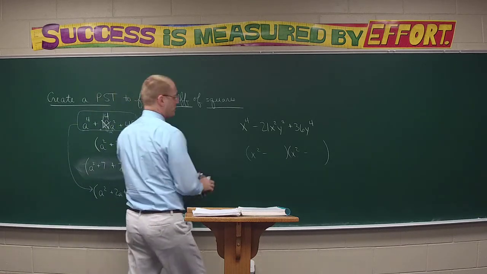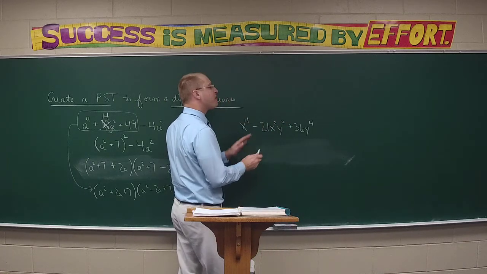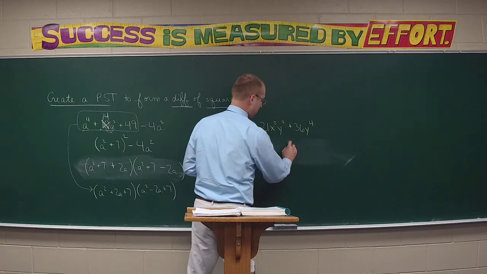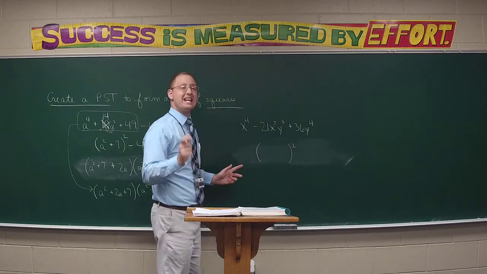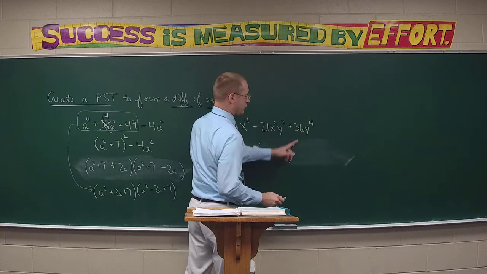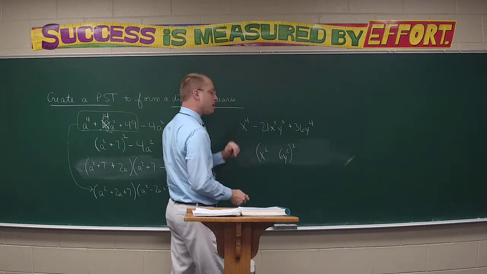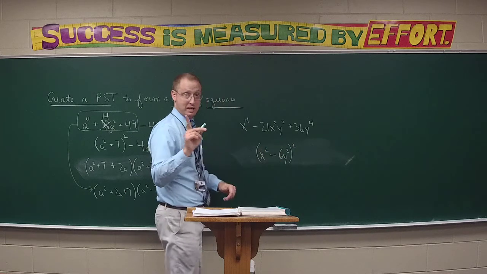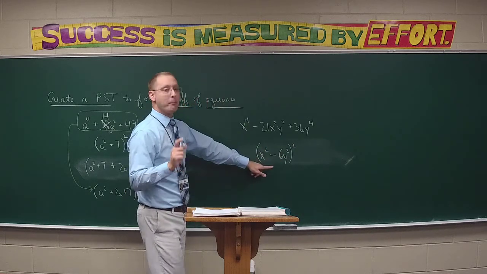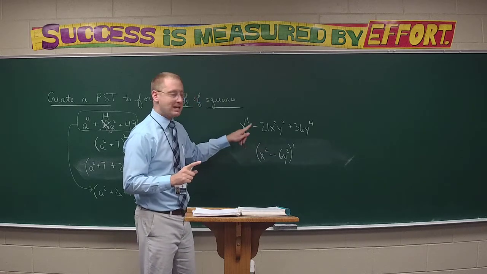Well, this is one instance where maybe we can make it work. What we want to do is say, well, if it were a PST, I'd make it a binomial squared. I'd take the square of the first, I'd take the square of the last, and I'd take the sign of the middle. If it were really a PST, this is what it would factor into. But if it were a PST, then my middle number wouldn't be a negative 21.